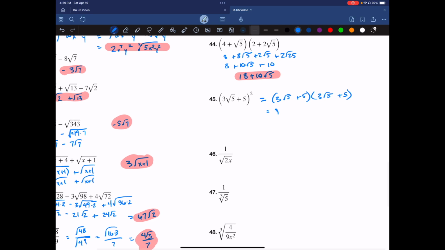Square root of 5 times square root of 5 is square root of 25. And that's going to be 15 square root of 5 plus 15 square root of 5. And then that's going to be plus 25. Well, square root of 25, like before, is 5. 5 times 9 is 45. And that's going to be 30 square root of 5 plus 25. 45 plus 25 is 70. So you got 70 plus 30 square root of 5.